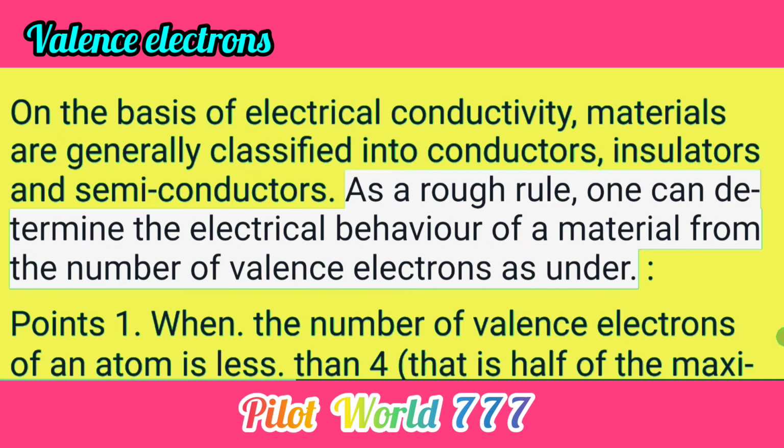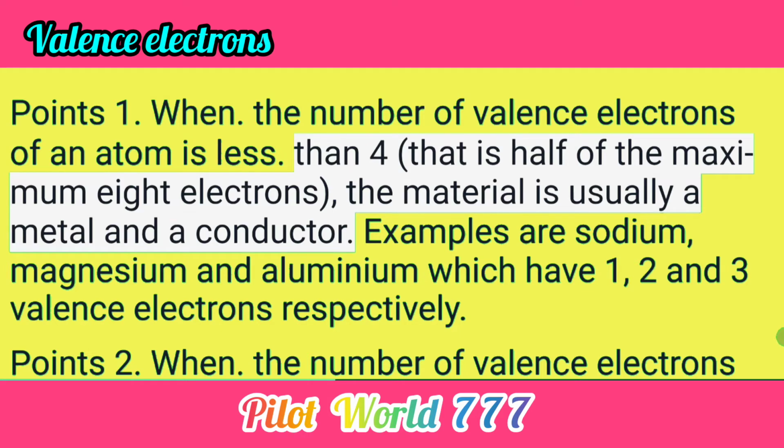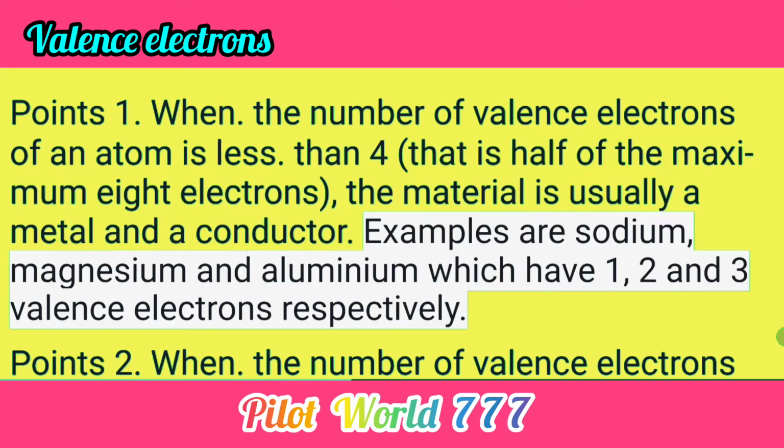As a rough rule, one can determine the electrical behavior of a material from the number of valence electrons as under. Point 1. When the number of valence electrons of an atom is less than 4, that is half of the maximum 8 electrons, the material is usually a metal and a conductor. Examples are sodium, magnesium and aluminium, which have 1, 2 and 3 valence electrons respectively.